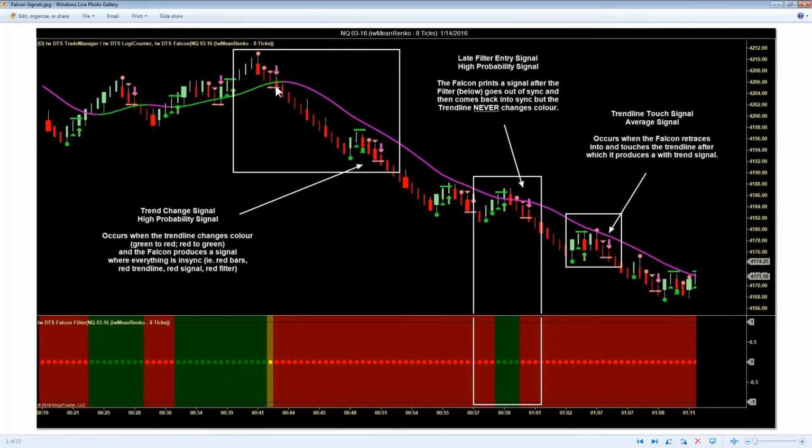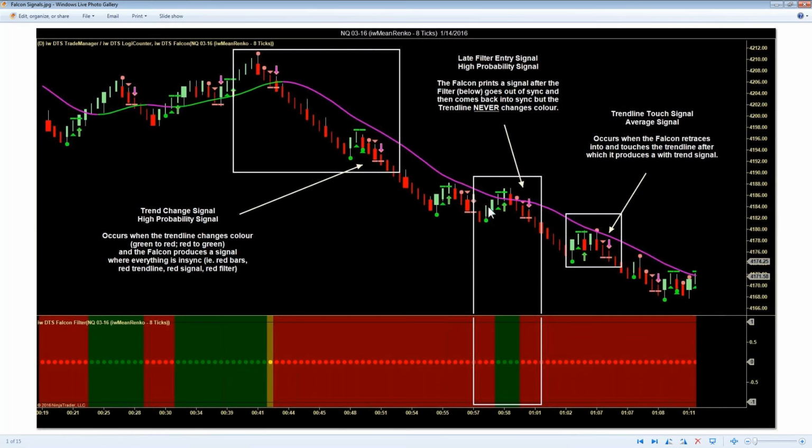So what that shows us is the sellers take control, the buyers try to fight the market back, and then the sellers take the market back again and produce a signal. That's our high probability signal.